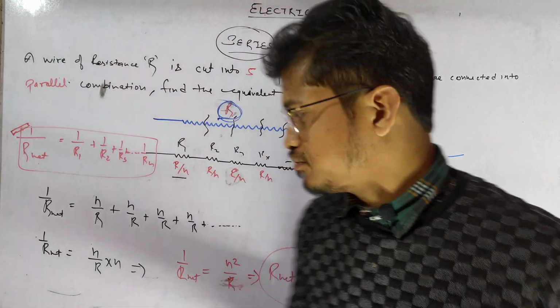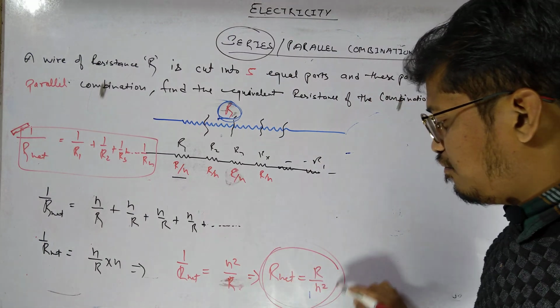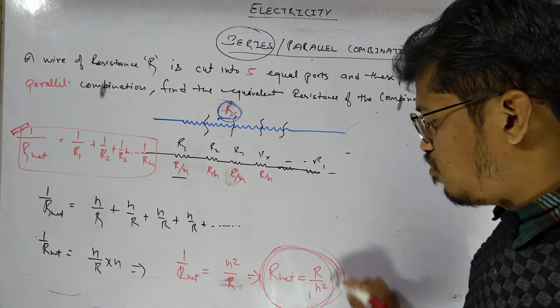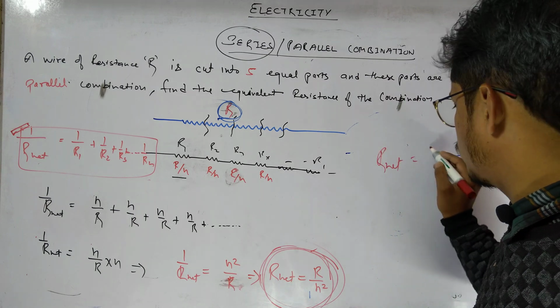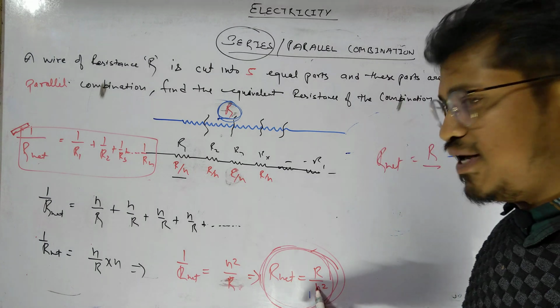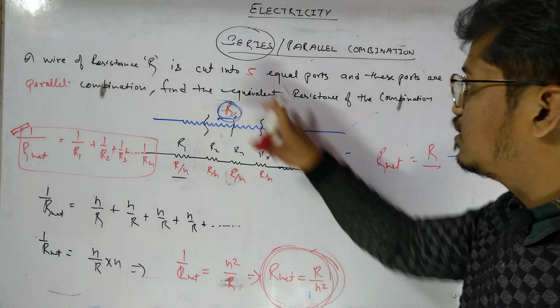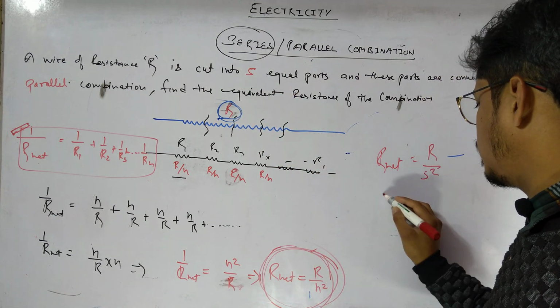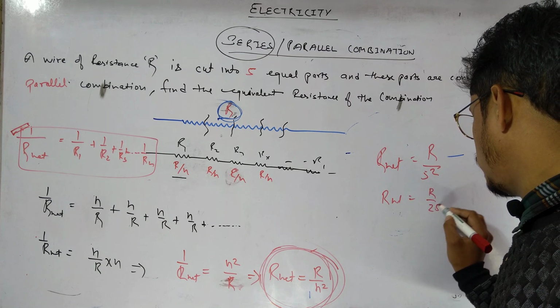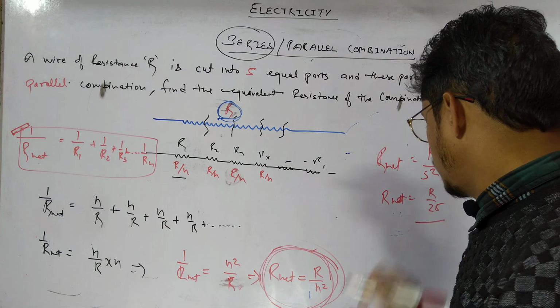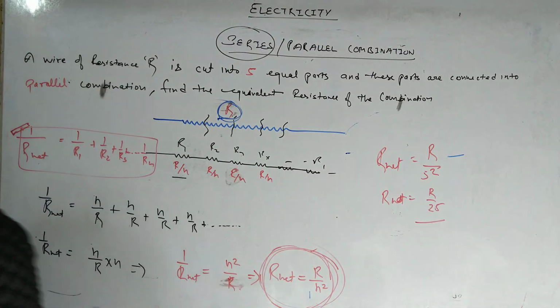You know this formula very well. So what is R net? R net is equal to R upon n squared. How many n are there? 5. So 5 squared. So R net is equal to R upon 25. So the resistance becomes R upon 25. This is the final answer. This is simple, the basic calculation. I know you know it very well.